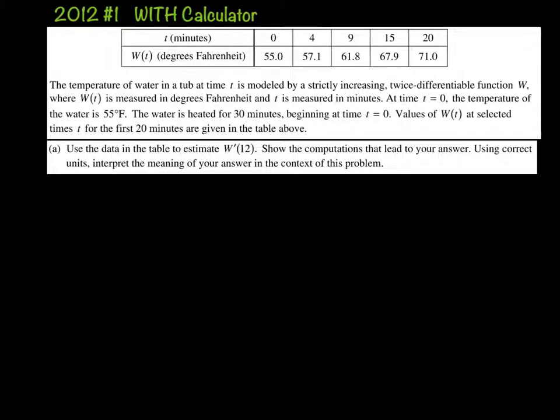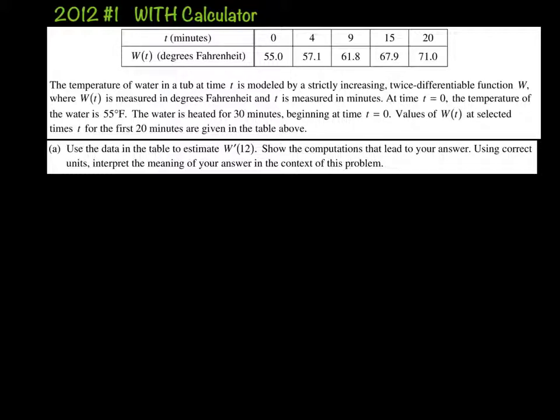So again, they gave us a table of values, and they tell us the temperature of water in a tub at time t is modeled by a strictly increasing twice differentiable function w, where w of t is measured in degrees Fahrenheit and t is measured in minutes. At time t equals 0, the temperature of the water is 55 degrees. The water is heated for 30 minutes beginning at time t equals 0. Values of w of t at selected times t for the first 20 minutes are given in the table above.